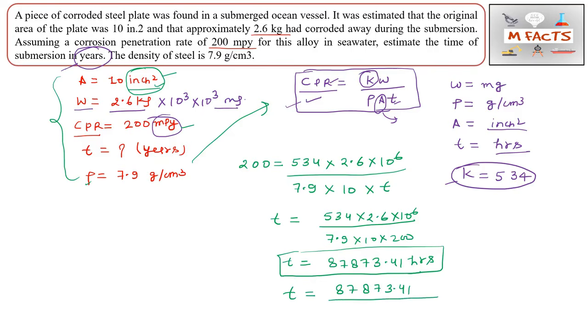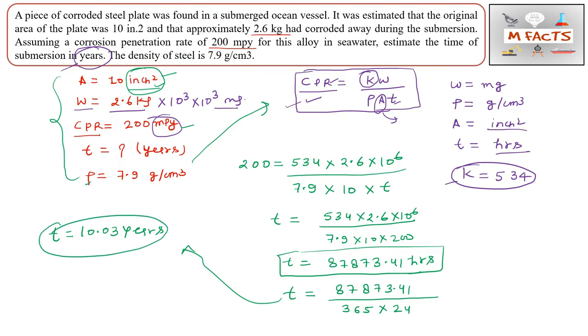We will divide it by 365 days, which is in 1 year, and in 1 day it is 24 hours, so that's why we will divide it by these values. Okay, and then we will calculate this value. So t here we will get approximately 10.03 in years. Okay, so this is a very simple calculation. The only thing we should consider is the units and the constant value, that is this K value is very important here. So t is 10 years in this question.